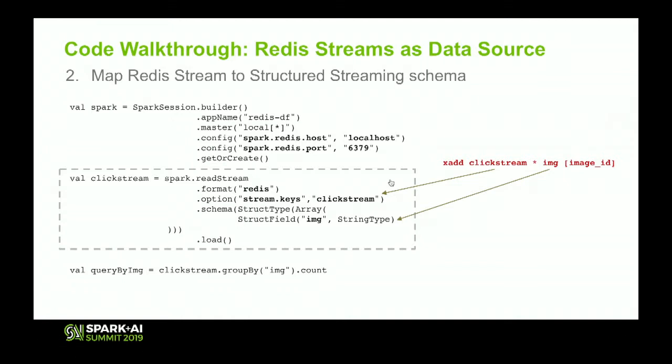For example, in my demo, I'm calling the Redis stream clickstream. So that's the name I gave. You can give whatever name you want. And I'm mapping that here in this definition. And then at the same time, in Redis streams, you can have key value pairs. You can just go on adding all key value pairs. And I'm using the key IMG, and that's what I'm defining here.